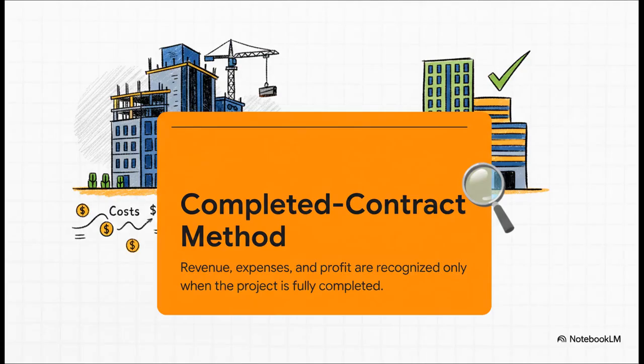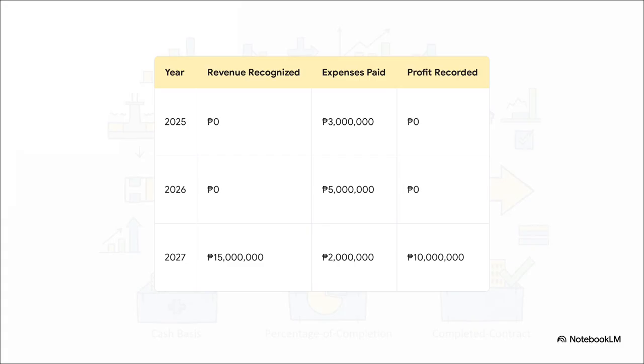This is like the ultra-conservative, super cautious approach. You basically pile up all your costs and your billings on the balance sheet, but you don't recognize a single dollar of revenue or profit until the project is 100% done and handed over to the client. So look at this 3-year highway project. For 2 straight years, the company is spending millions of pesos, but on paper, zip, nada, zero profit is recorded. Then, bam, in 2027, the entire project's revenue and profit hit the books all at once.